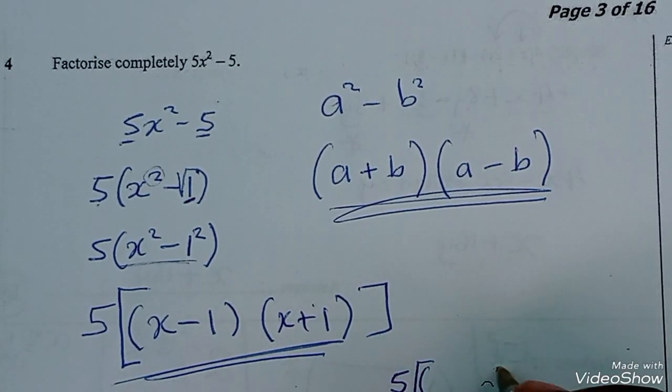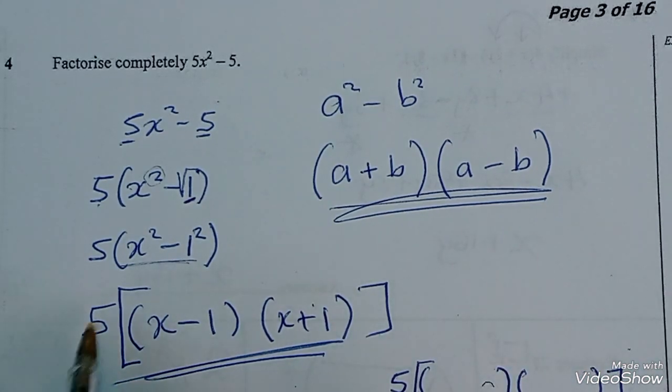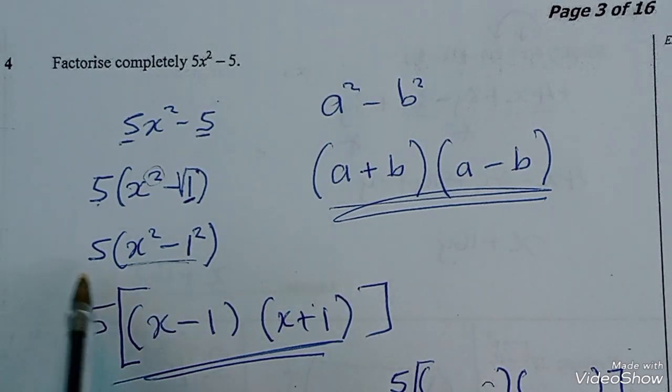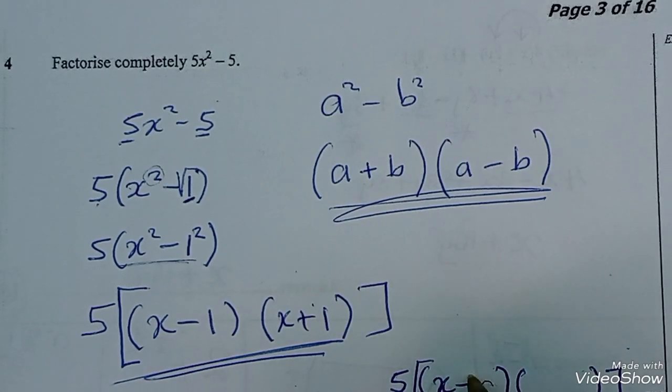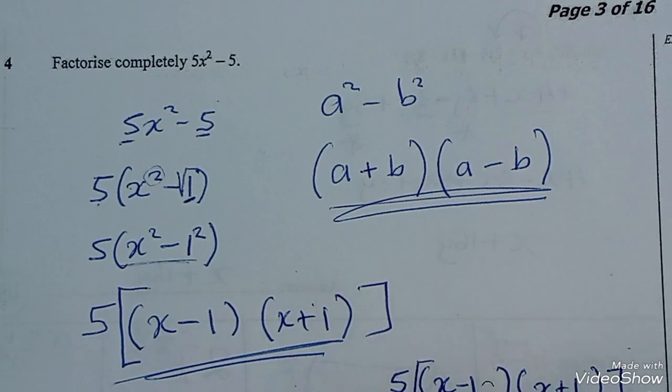Don't forget to put the square brackets if you have anything common there. If you have factored out, don't forget to introduce a square bracket. So 5 times (x minus 1)(x plus 1), that is our final answer.